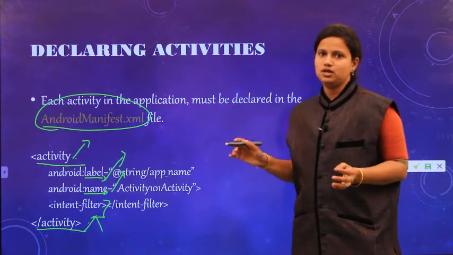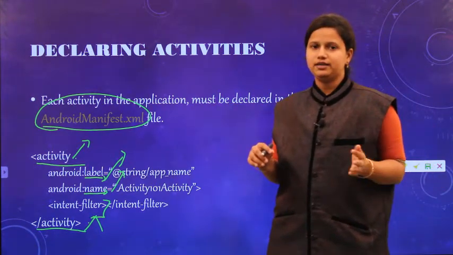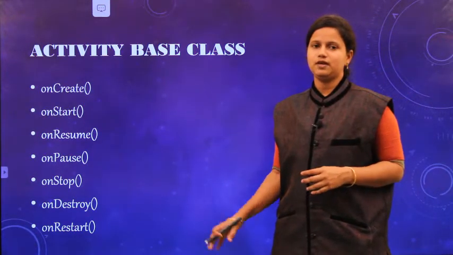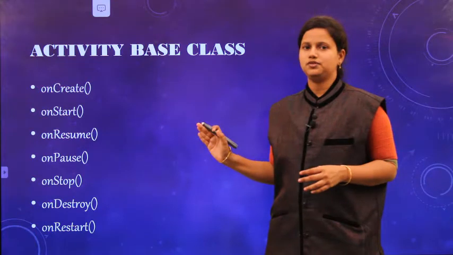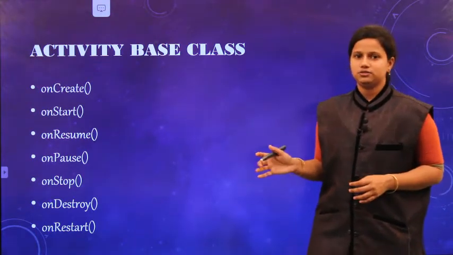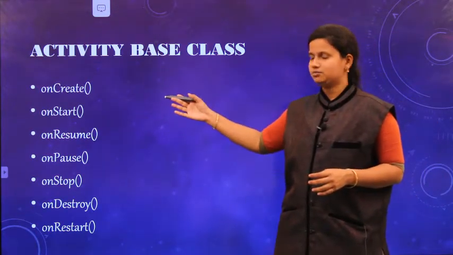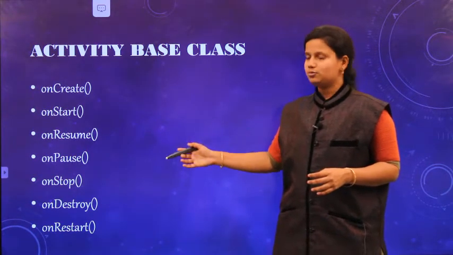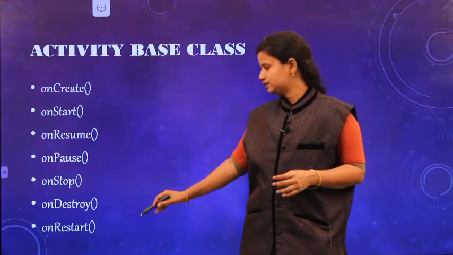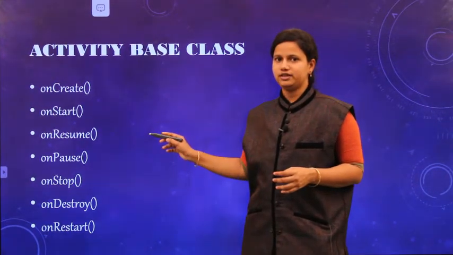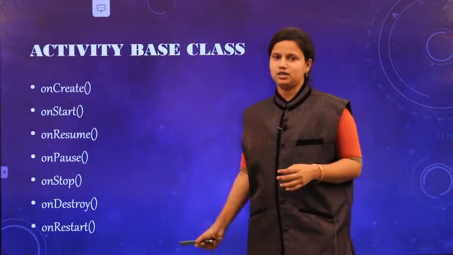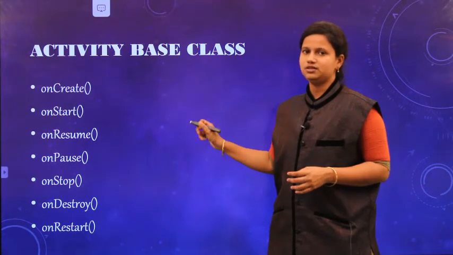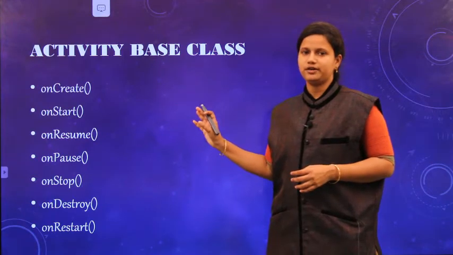First of all, we have to go with the creation of the Java file, an activity-based class, for the life cycle of an activity. The life cycle of an activity mainly consists of 7 different methods. What are the 7 different methods? They are nothing but onCreate, onStart, onResume, onPause, onStop, onDestroy and onRestart. So these are the 7 methods in the activity life cycle, or 7 different states.